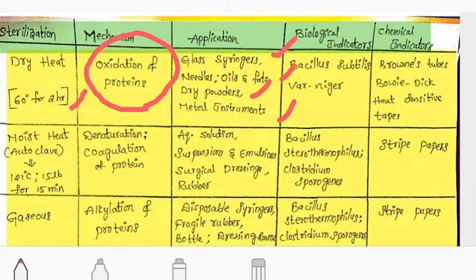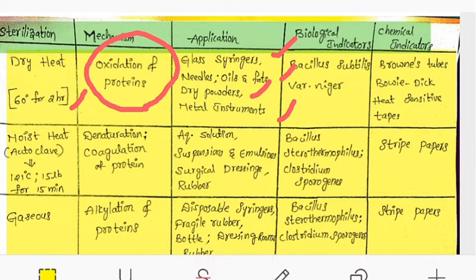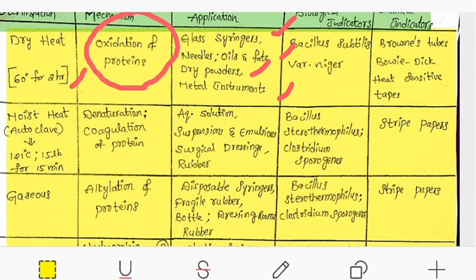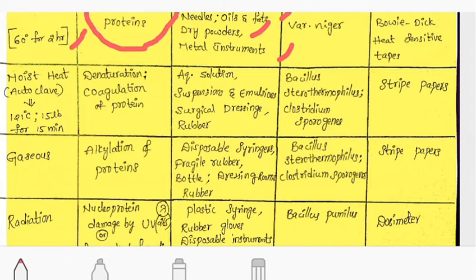And the biological indicators and chemical indicators, up to now no question has come on this topic, but for your idea I have given them here. If you want, you can go through them. And moist heating is generally performed by autoclaves, and the temperature is 121 degrees centigrade at 15 pound pressure for 15 minutes. This is very important. And the mechanism is denaturation or coagulation of the protein.